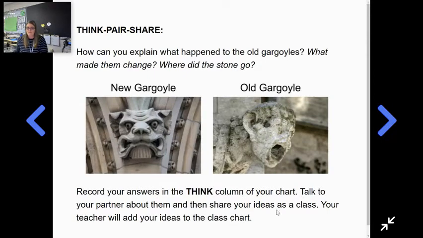Talk to your partner. So this is your, what do you think happened? Why do you think the old gargoyle looks like this and the new one looks so different? What do you think? That goes in the second column of your chart. So go ahead and put down your thinking. You don't have to be right. We're just learning new things. So go ahead and write that in your chart and then push play to continue.